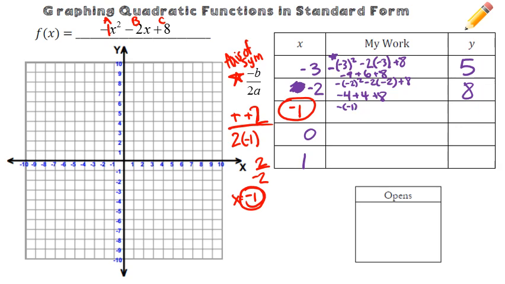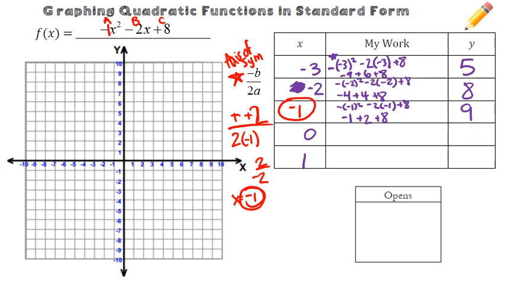Negative 1. A negative (-1)² minus 2 times negative 1 plus 8. Negative 1 squared is positive 1. Get the negative remaining. Negative 2 times negative 1, positive 2, plus 8. A negative 1 plus 2 is 1. 1 plus 8 is 9.